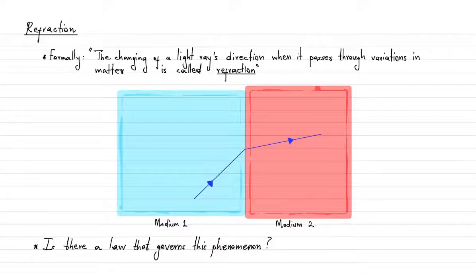Now, is there a law that governs this phenomenon? Remember, when light was changing direction but remaining in the same medium, we had the law of reflection. And we said the angle of incidence is equal to the angle of reflection. Now, in this situation, is there some kind of a law that explains this phenomenon? Well, before we get there, it is useful for us to first talk about the speed of light. So we were going to make a detour and consider the speed of light.